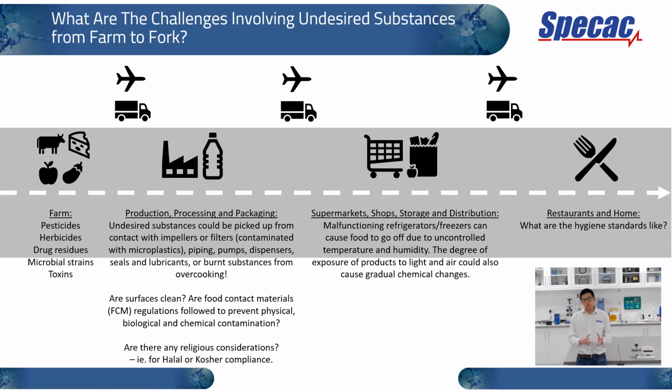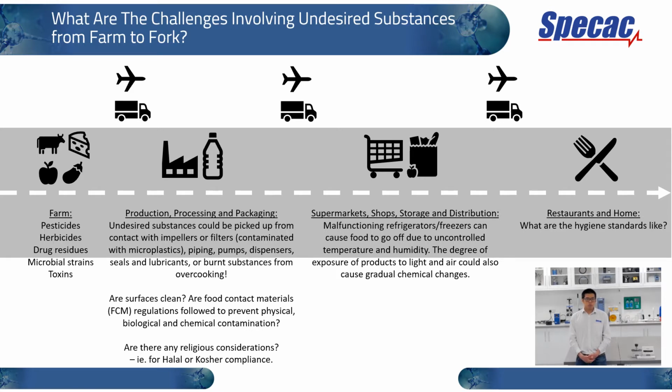And then as we move on to the production, processing and packaging stage, you could potentially pick up undesired substances from contacts with impellers or filters that are contaminated with microplastics. You can pick up those substances from pipes, pumps, dispensers, seals and lubricants, or even burnt substances from overcooking.